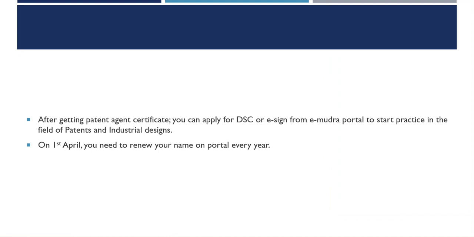Then after getting the patent agent certificate, that process has been completed, right? Now if you want to practice as a patent agent, then you require the DSC, digital signature, or the e-sign. Now the e-signature is also available from the eMudra portal, so you have to buy it, and after that you can start your practice in this IP domain or in industrial designs. In industrial designs, as of now they are allowing the DSC only, but in patents they allow both DSC as well as the e-sign. So based on your requirement, you have to either buy the DSC or the e-sign.